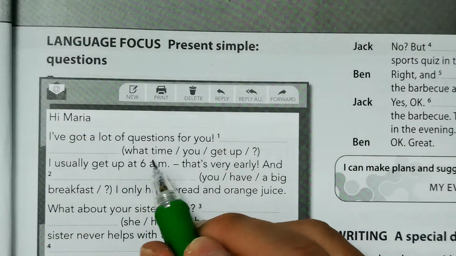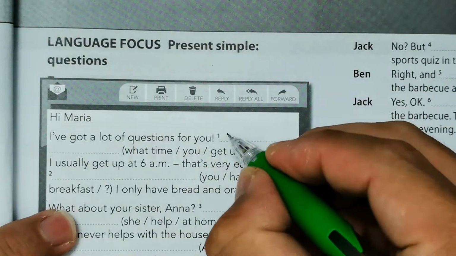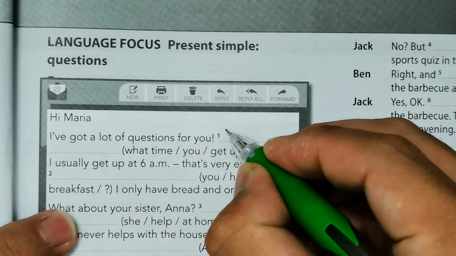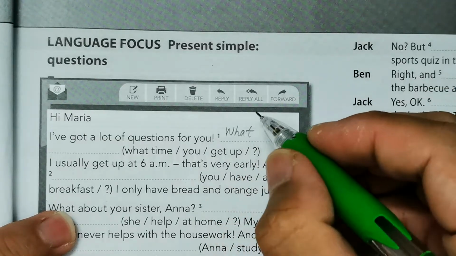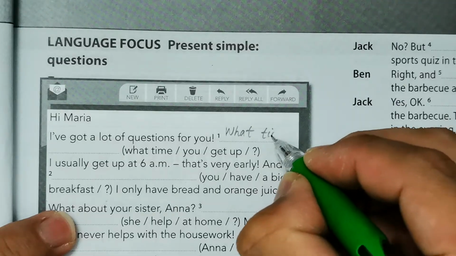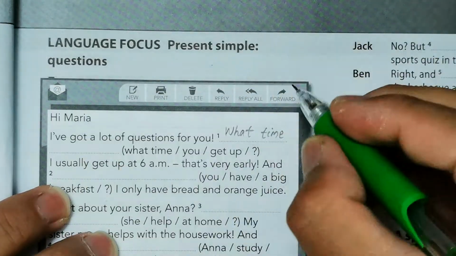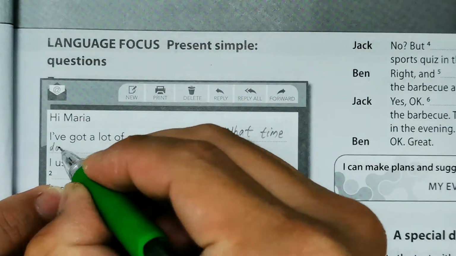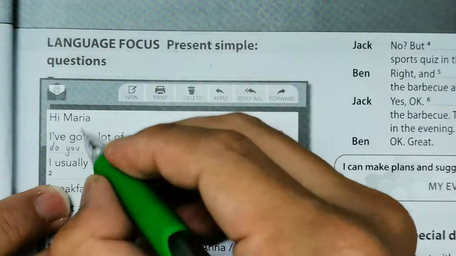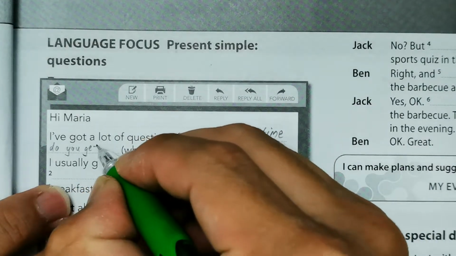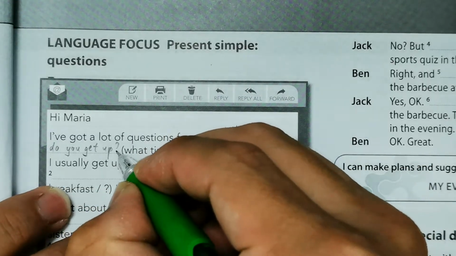So this one, what time you get up? You need to write the first alphabet as a capital letter. So what time, you need to add a do here. So what time do you get up? And then a question mark here.